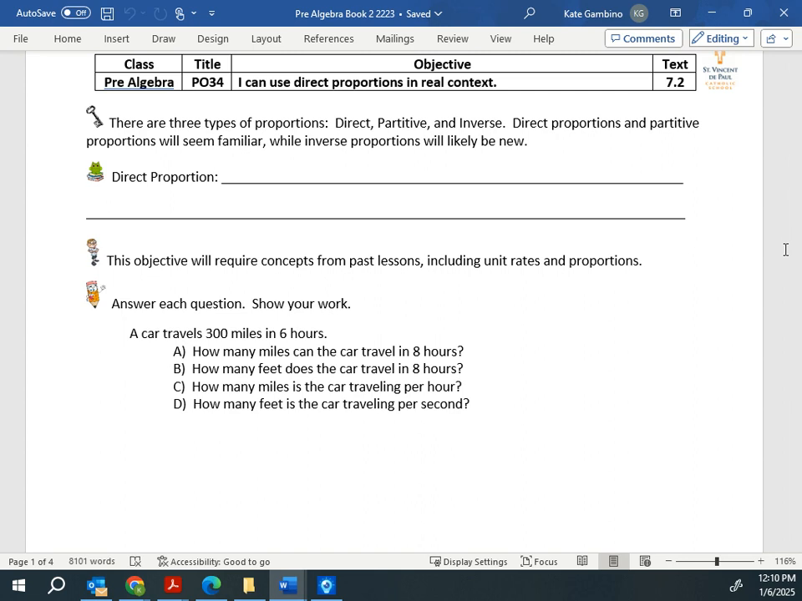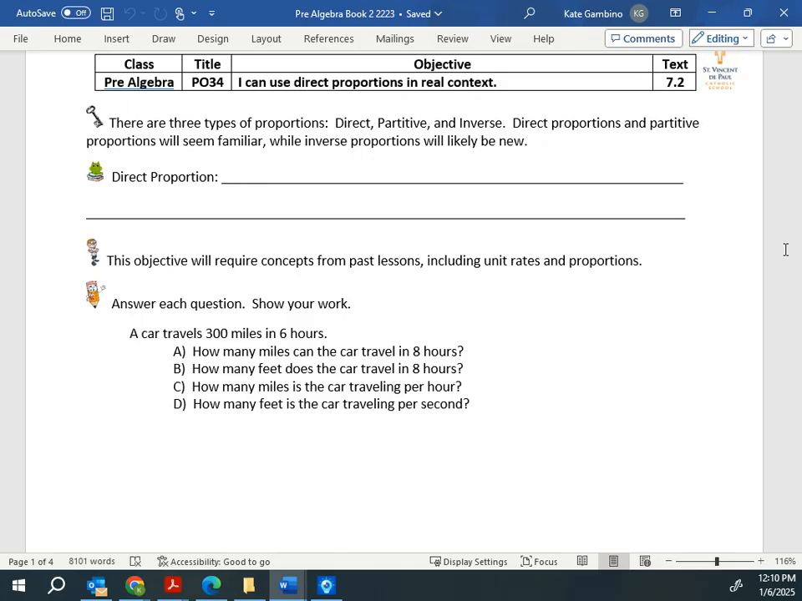I can use direct proportions in real context. Proportions are a big part on the math test, so we really want to make sure we understand proportions. This is a PO, so this is an important objective for us today.